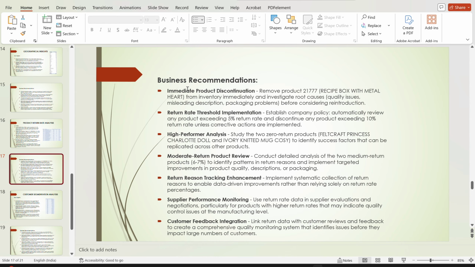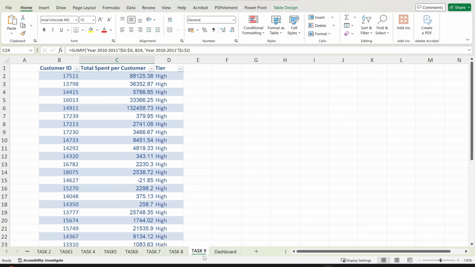So we get the business recommendations. Immediate product discontinuation: remove the product 21777 recipe box with metal heart from inventory immediately and investigate root causes before considering reintroduction. Return rate threshold implementation: establish company policy to automatically review any product exceeding 5 percentage return rate and discontinue any product exceeding 10 percentage return rate unless corrective actions are implemented. And we have high performer analysis, moderate return product review, return reason tracking enhancement, supplier performance monitoring, and customer feedback integration.